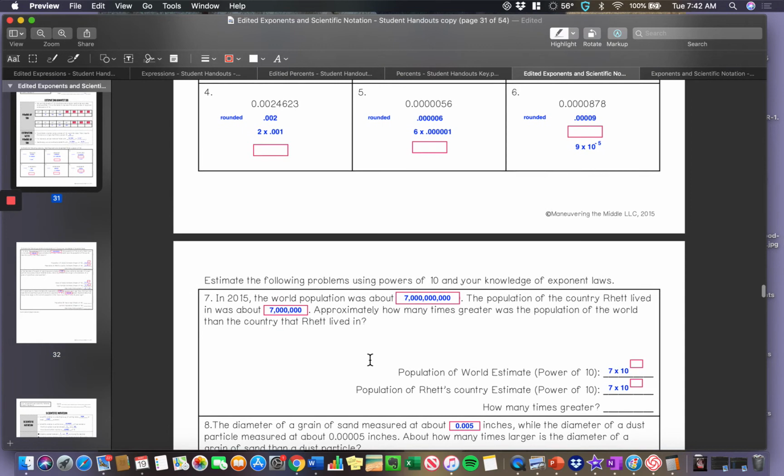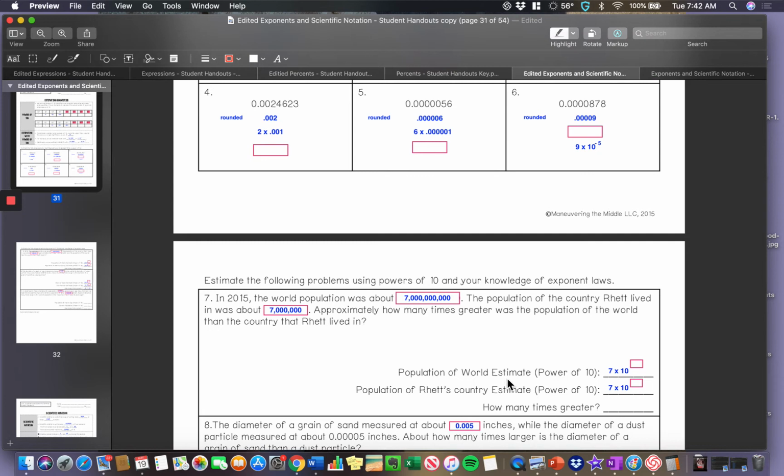So we had some word problems down here. And again, they made us estimate, so I filled in those estimations for you. And I'm going to read through them. For number 7, it says, in 2015, the world population was about 7 billion. The population of the country Rhett lived in was about 7 million. Approximately how many times greater was the population of the world than the country that Rhett lived in?